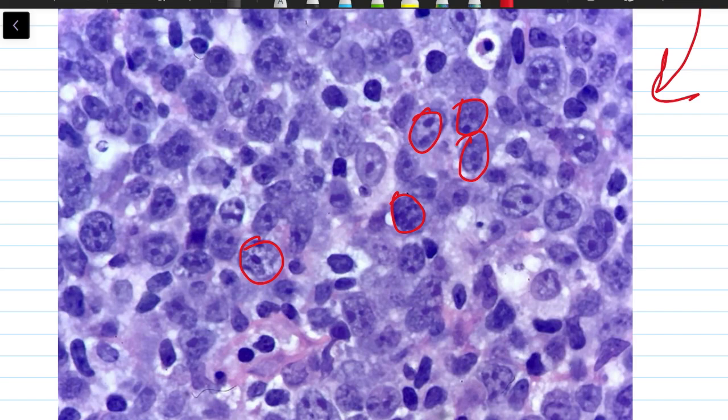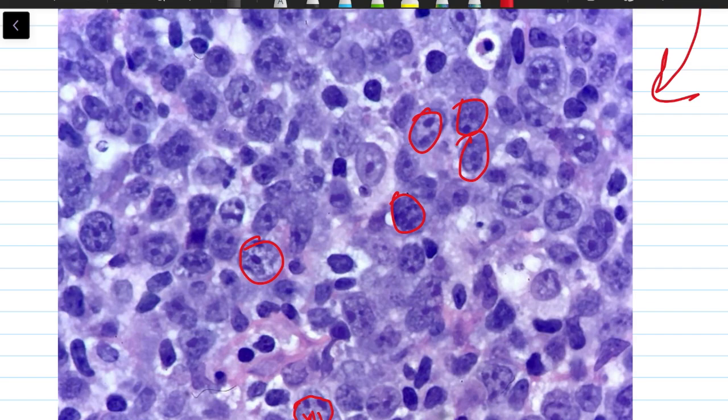Now what do you mean by vesicular chromatin? You are looking at the nuclei. The nucleus is not that dark and it feels a bit loose. That is what is meant by vesicular chromatin. Now loose means that they are very much transcriptionally active. But hey, wait a minute, what does transcriptionally active mean? It means that they are rapidly proliferating. See, for rapid proliferation also you need transcription to be very much active.